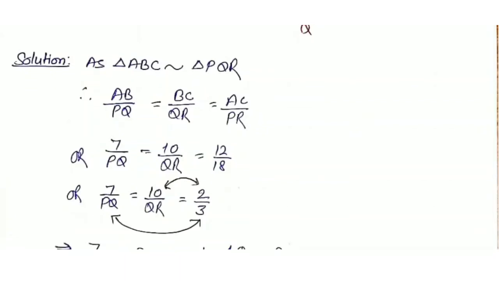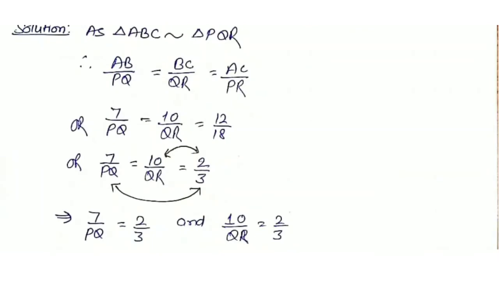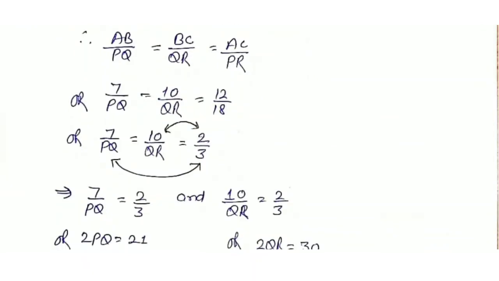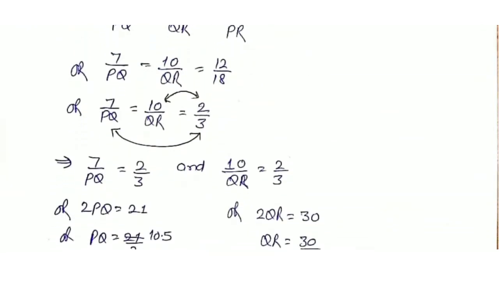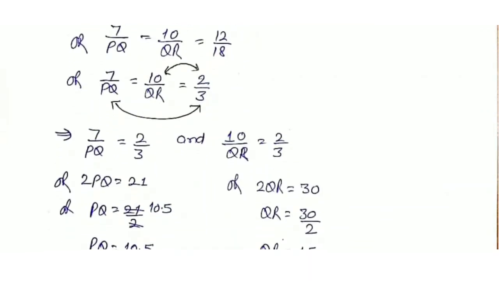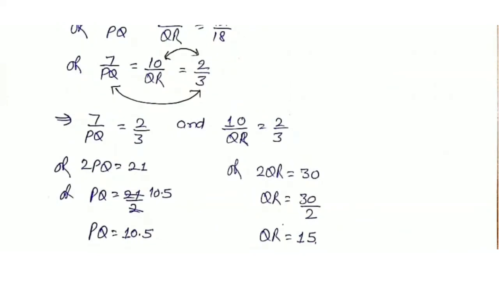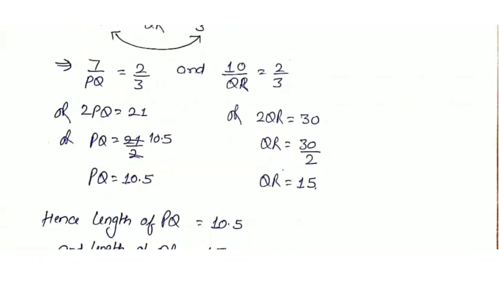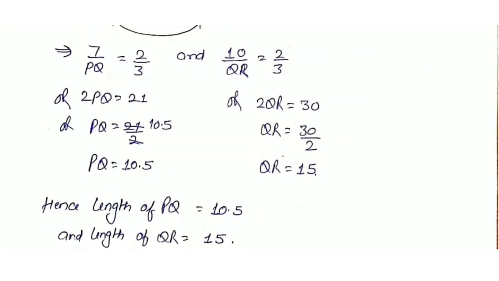So now we have 7 by PQ equals 10 by QR equals 2 by 3. So 7 by PQ equals 2 by 3 and 10 by QR equals 2 by 3. So 2 PQ equals 21, or PQ will be 21 by 2. So this becomes 10.5. Similarly 2 QR equals 10 into 3, which is 30, and QR will be 30 by 2, so QR will be 15. Hence the length of PQ equals 10.5 and the length of QR equals 15. So this is all about question number 3.